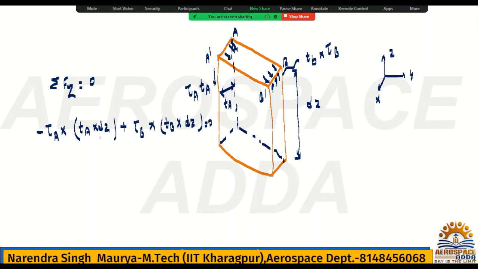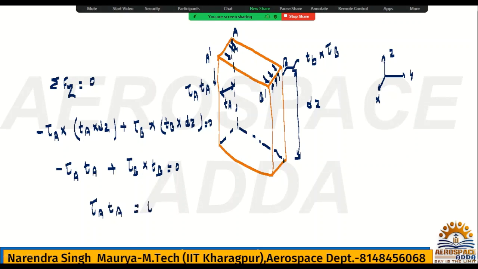What is the conclusion you are getting? dz on both sides cancels. So here you have tau A into t_A plus tau B into t_B equal to 0. That means tau A t_A is equal to tau B into t_B. So this was the AB section.